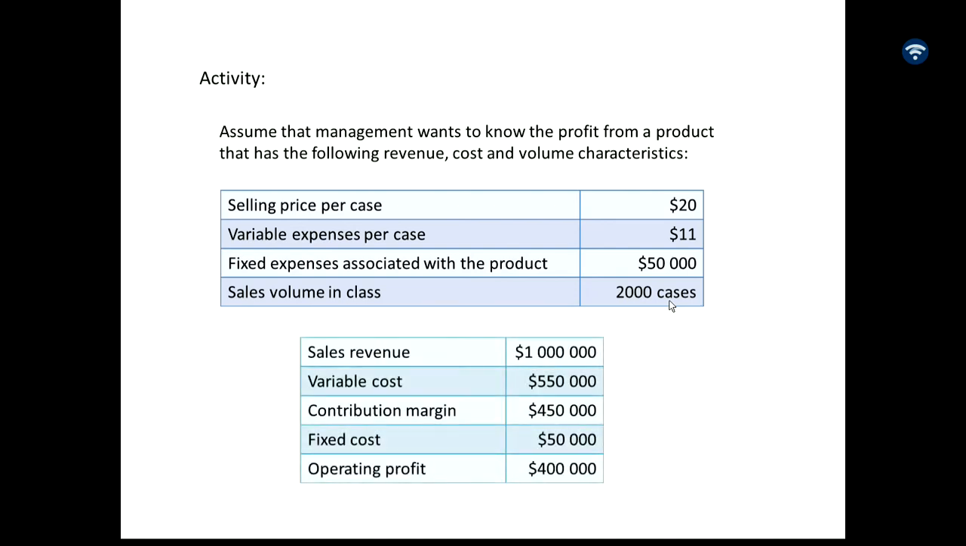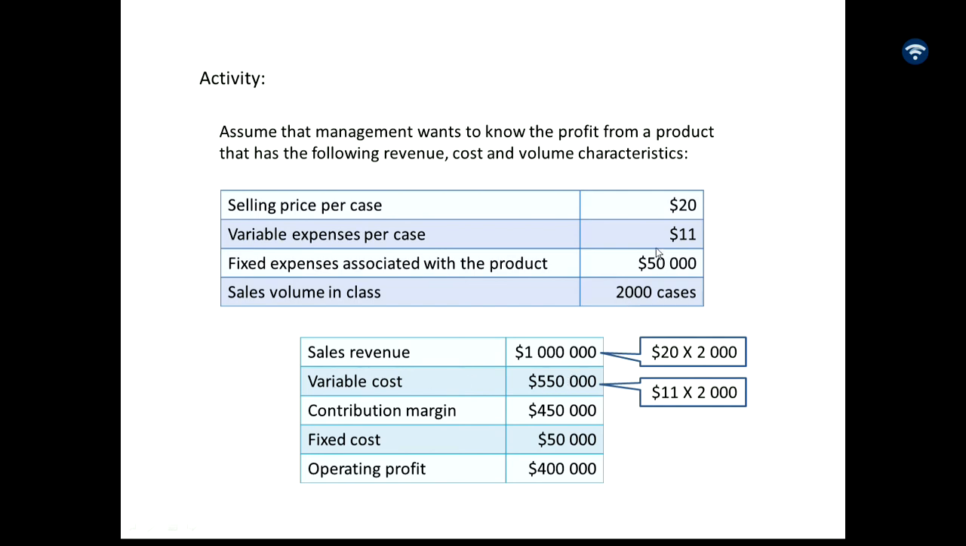First, we need to prepare a contribution margin income statement. The sales revenue is $40,000, since the selling price per case is $20 and the sales volume is 2,000 cases. Multiplying them together, the sales revenue is calculated.